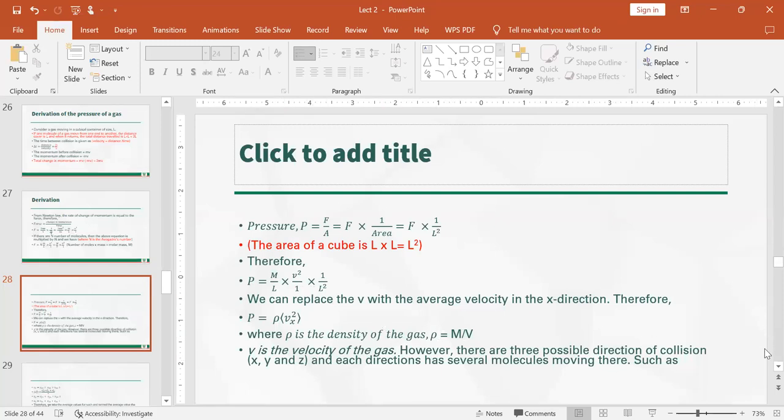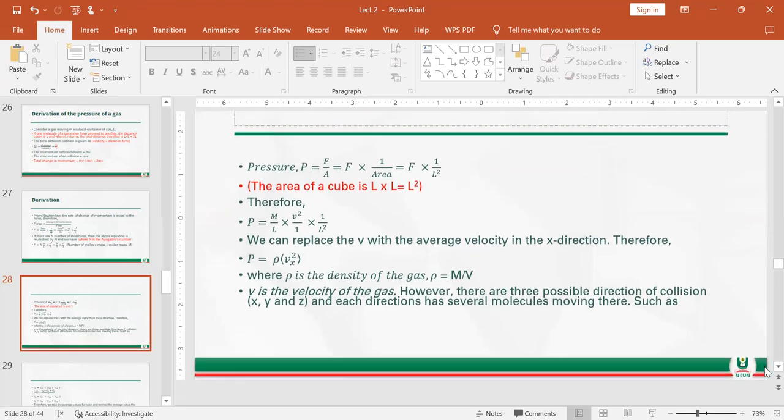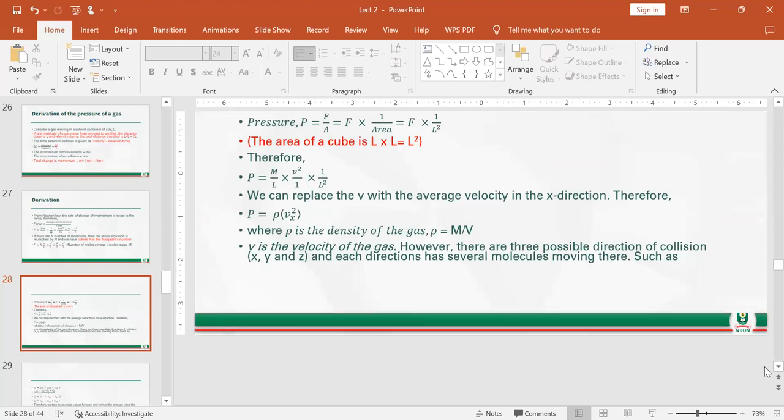So I will actually download this video to you. I'm trying, sorry that I may have to increase my speed a little. So where rho is the density of the gas, P is equal to M over V. So V is the velocity of the gas.